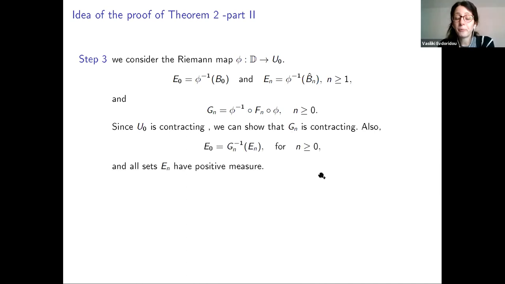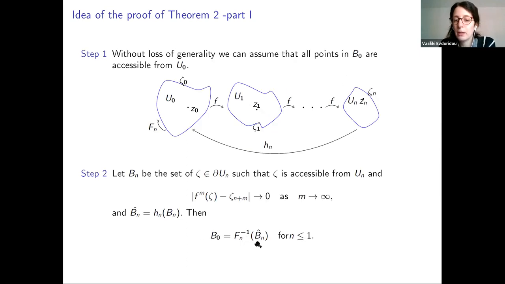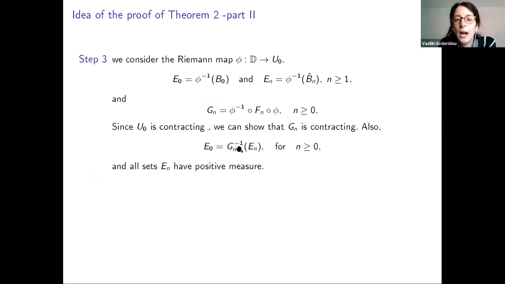Before we do that, it's not difficult to see that actually E naught is Gn minus one of En, right? This is because B naught was Fn minus one of Bn hat, and Gn is related to Fn in this way. So E naught is Gn minus one of En. And now we have our map being capital Gn, and our sets being En on the unit circle, right? And we have our map Gn also being contracting.